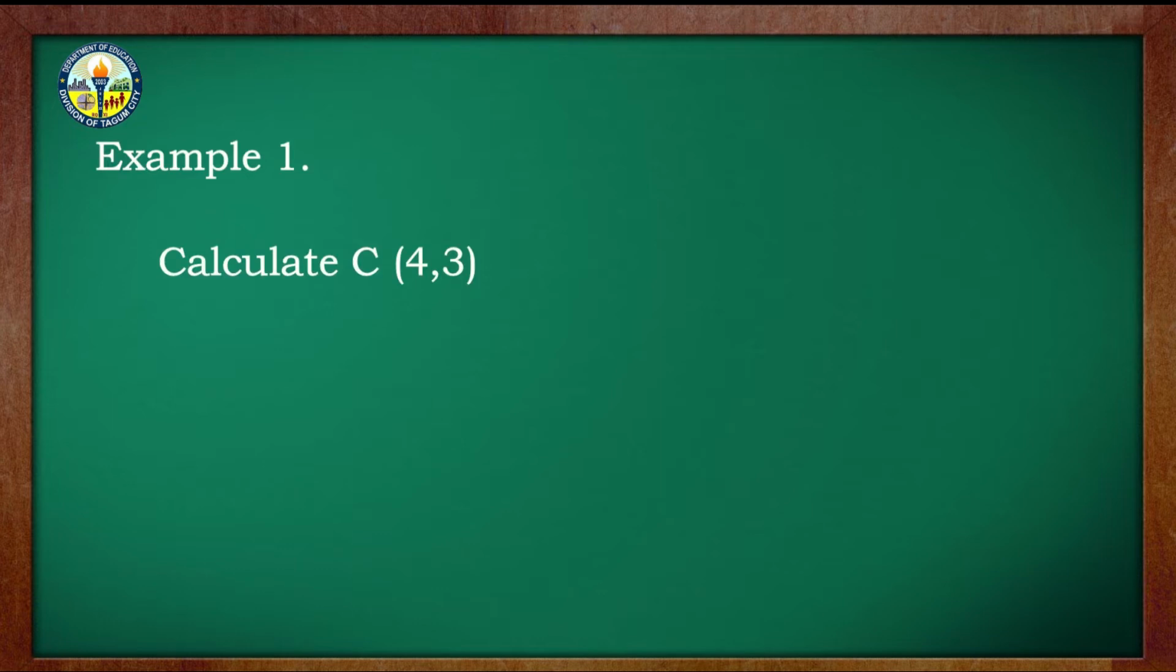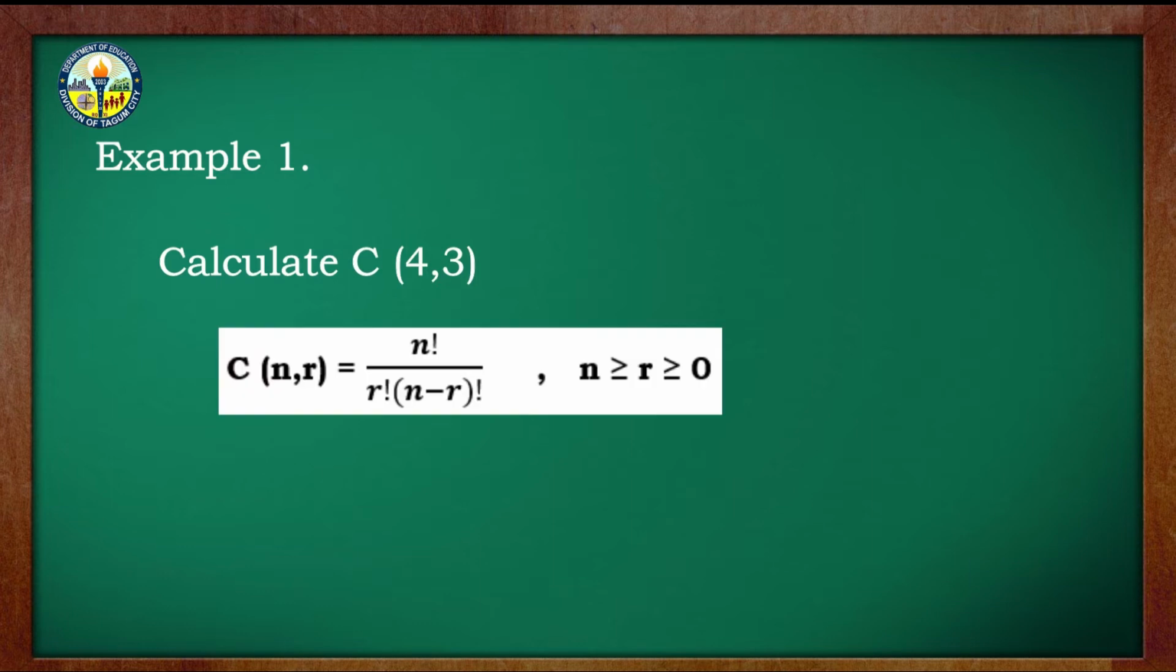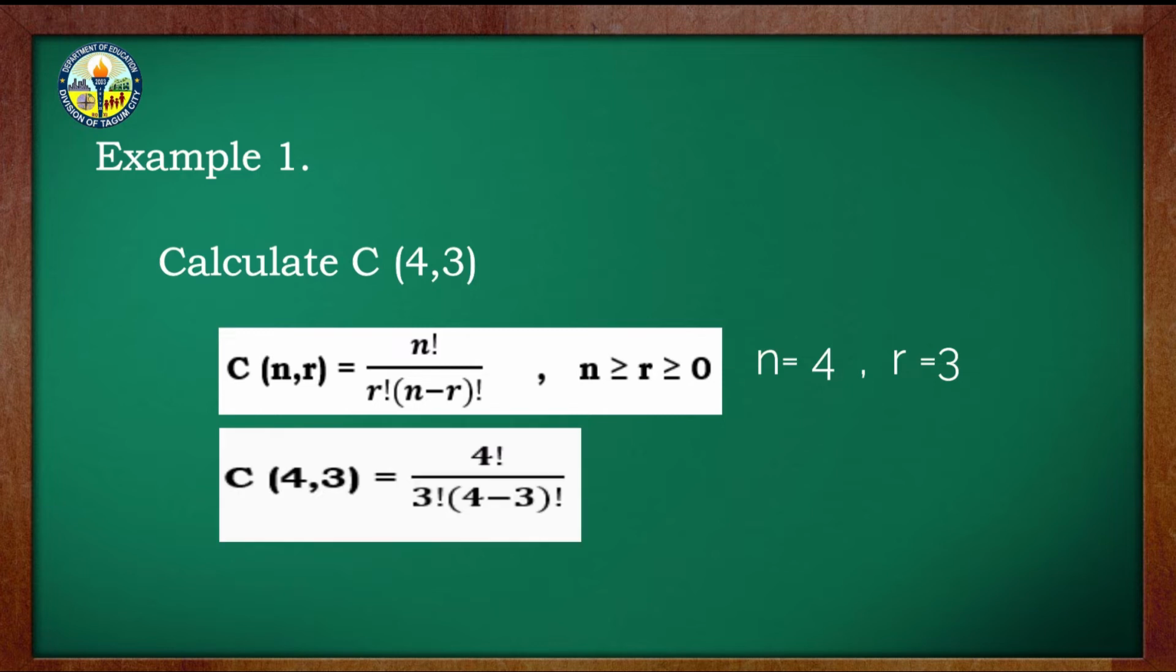Let's have these illustrative examples. Example number 1. Calculate the combination of 4 taken 3 at a time. Using the formula of combination, let us substitute the value of n, which is 4, and r is 3. This becomes combination of 4 taken 3 at a time equals 4 factorial over 3 factorial times the quantity of 4 minus 3 factorial.